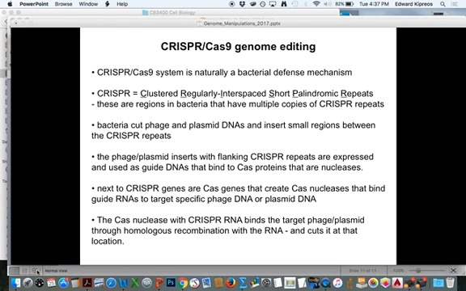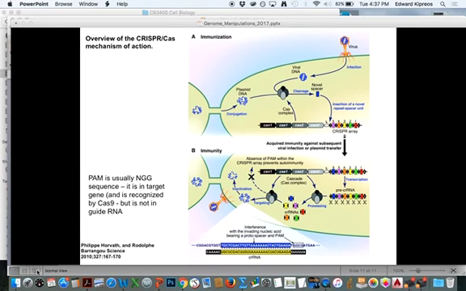It's naturally a bacterial defense mechanism. CRISPR stands for clustered regularly interspaced short palindromic repeats. These are regions in bacteria where you see these sequences one after the other, with a set spacer in between, so you can tell these are repeats. But each one of the repeats is different.